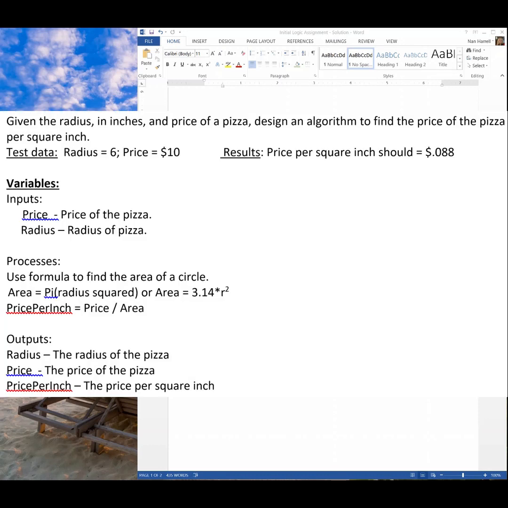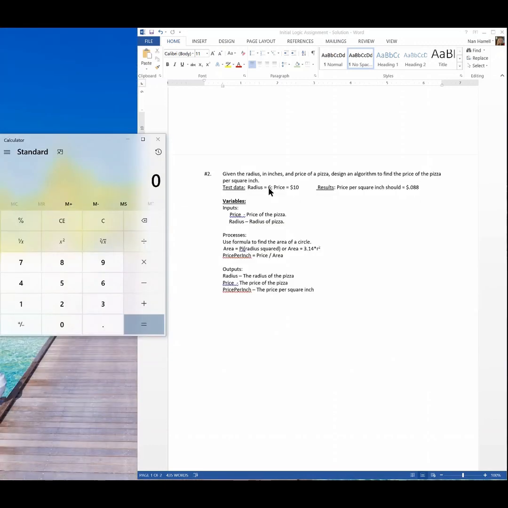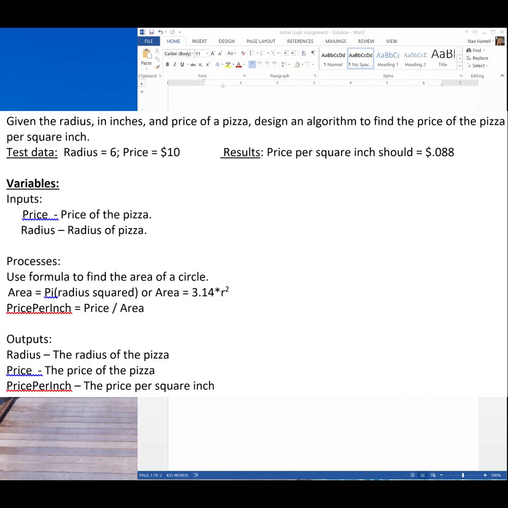Okay, so the radius is 6. To square this value, I would just multiply 6 times 6. 6 times 6 is 36, and multiply that by 3.14, which is pi, and I get 113.04. But the price is $10, right? So I need $10. How much is it per square inch? So if I take $10 and divide that by 113.04, I get 0.088, and it rounds to that amount. So yeah, my math is good.